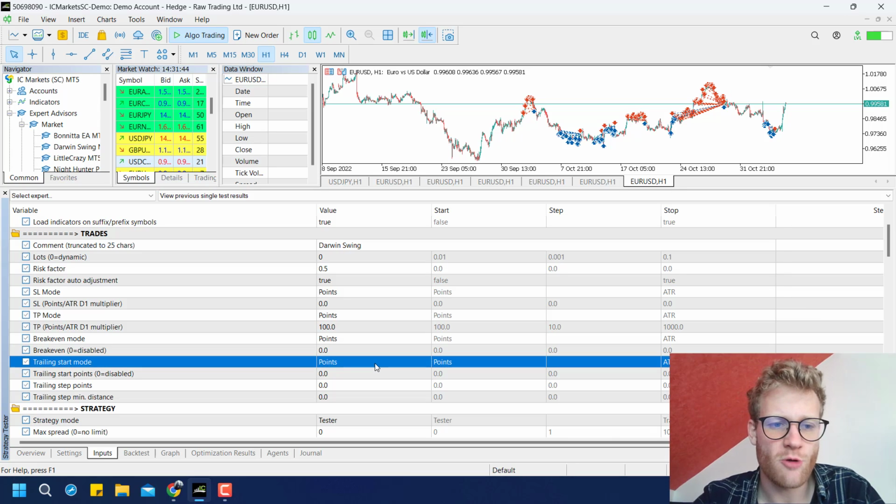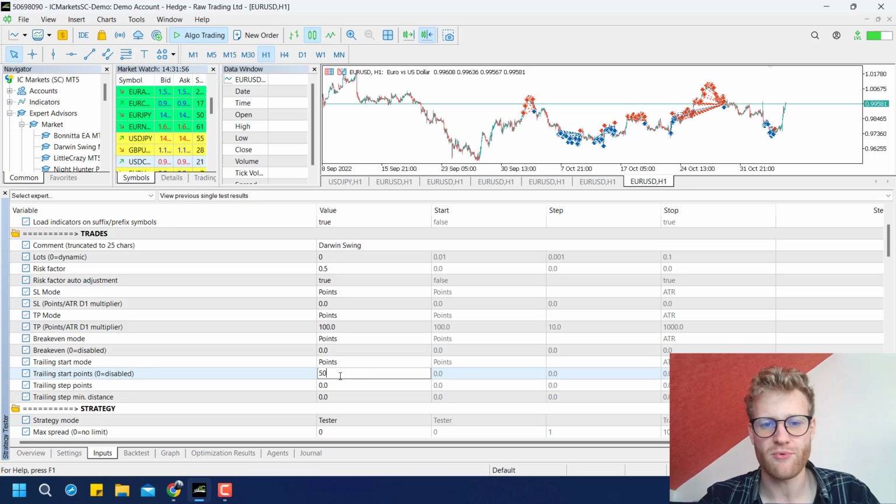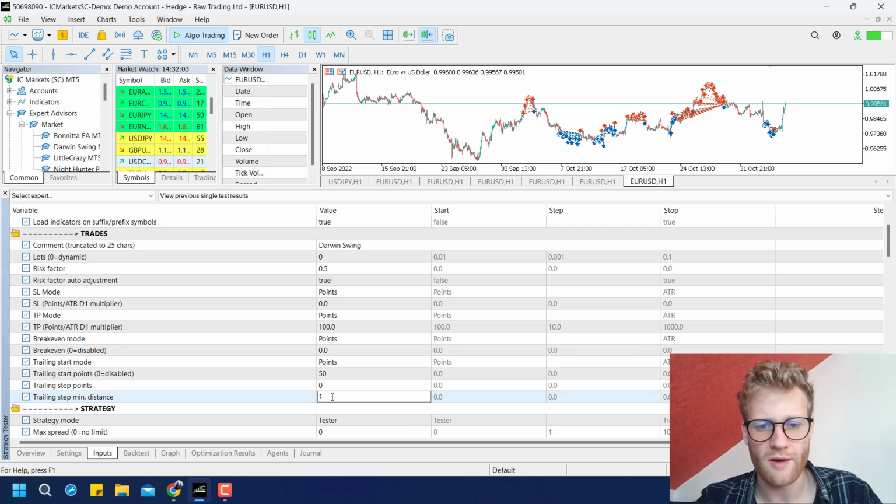Then we have the trailing stop, and this is also pretty easy to understand or to assume what it does. We have a trailing stop starting point, so as soon as your trade is, for example, 50 points in profit, it will start working, and then it will trail at a distance of 10 points, and it will only modify if it is 1 point, for example, higher than the previous stop loss.